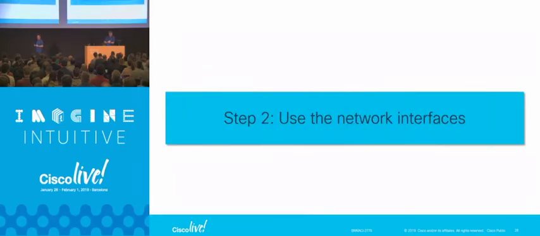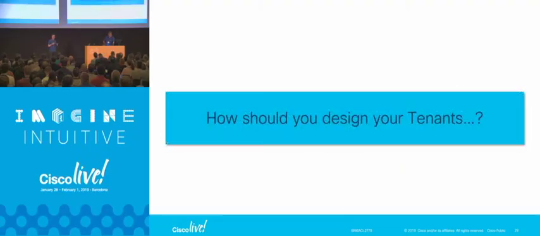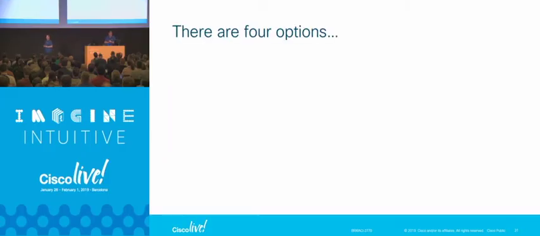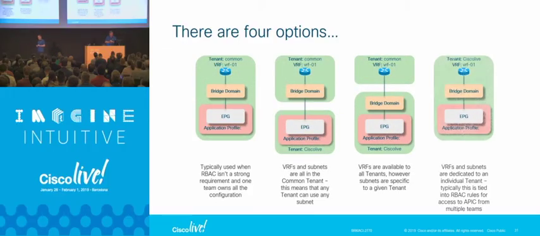And then when we come to use the network interfaces, we absolutely need to plan how to do this. So the first thing that we need to think is, how do I design the tenants? How do I configure and design my tenants? And there are only 4 options that you can do. So the first option is that you put everything inside the common tenant. Nothing wrong with that. That's absolutely fine.